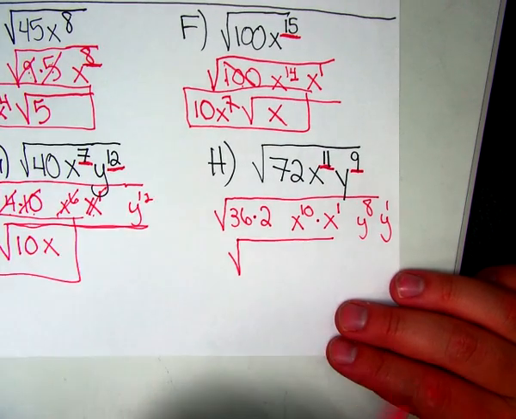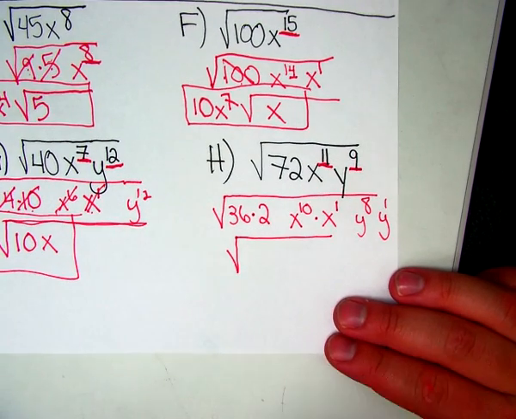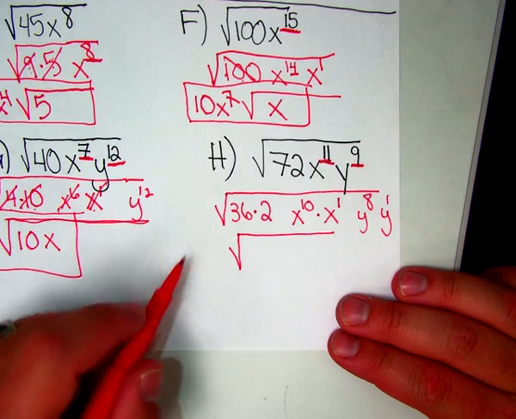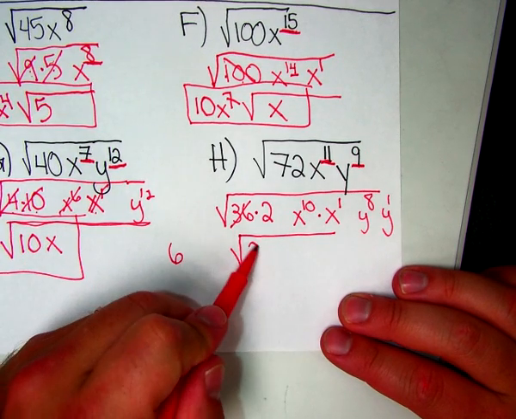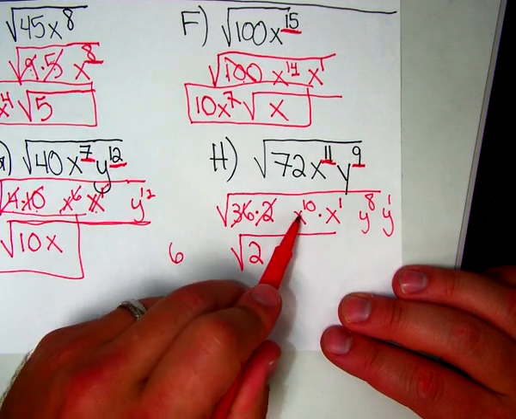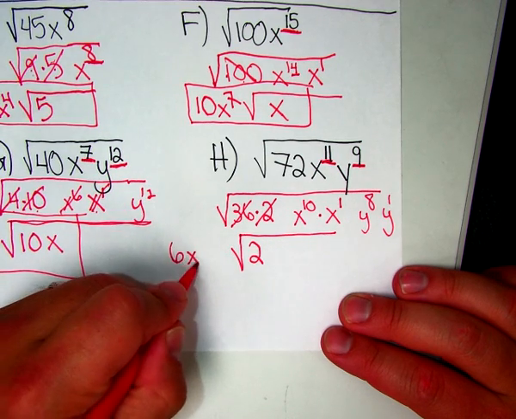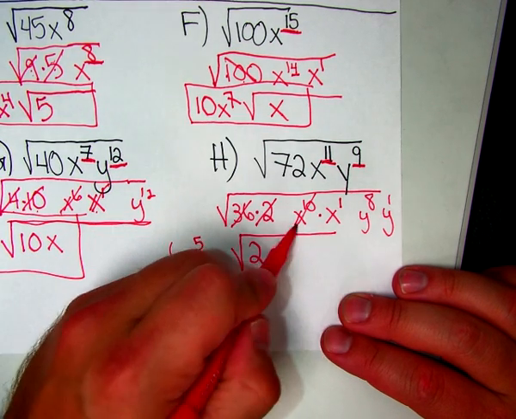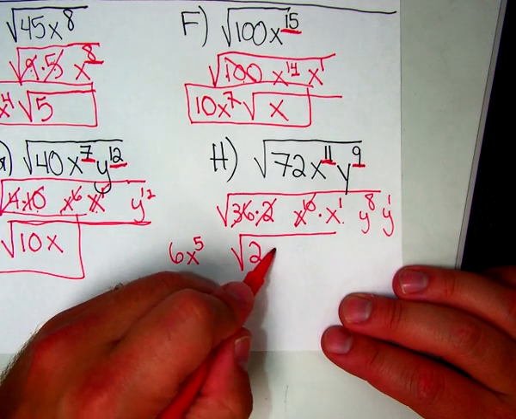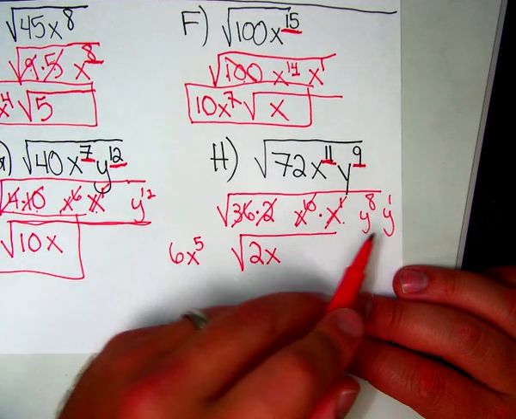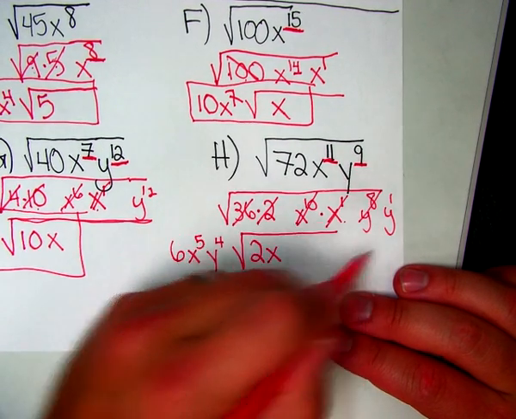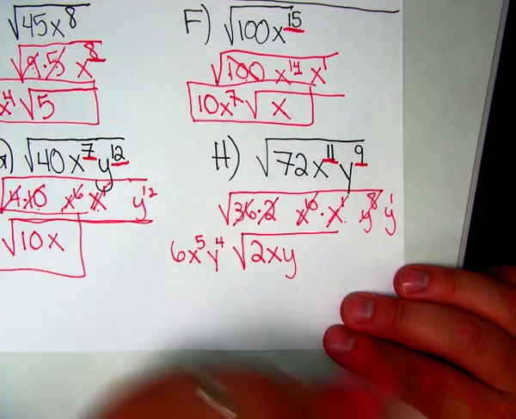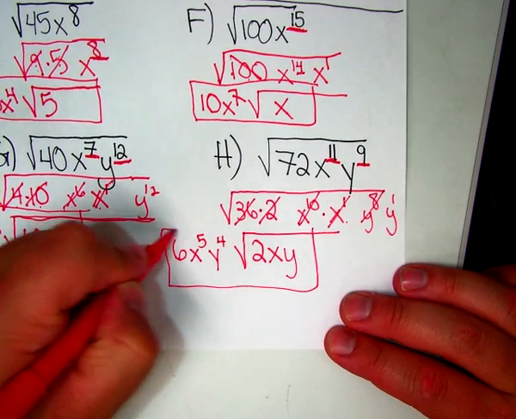And now we have 6 parts to go through. Let's just simplify each part. Square root of 36 is 6. Square root of 2 we can't do. X to the 10th can be cut in half. X to the first we can't do. Y to the 8th we can cut in half. And y to the first can't do. So there's your simplified answer.